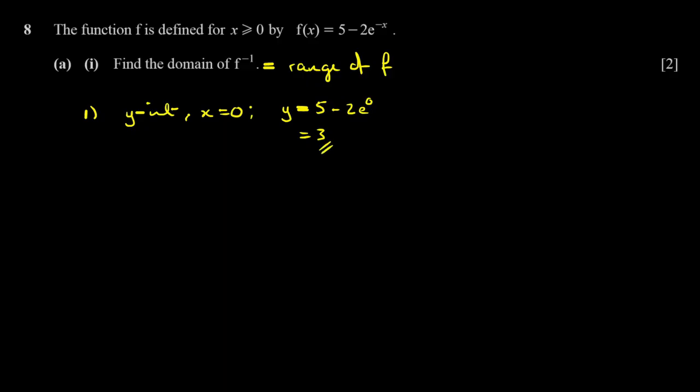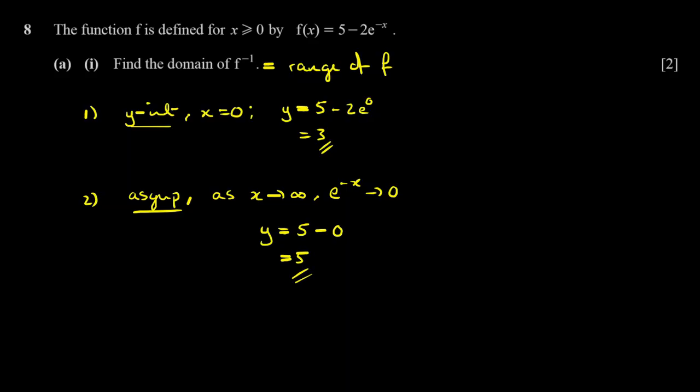So that's our y-intercept. The second thing that I suggest you do is you find the asymptote. That's really asking the question, what will happen as x tends to either positive infinity or negative infinity? Well, in this case, because we've got an e to the minus x graph, as x tends to positive infinity, e to the negative x is going to tend towards 0. And if that's the case, then we will be left with y is equal to 5 minus 2 times 0, which is just equal to 5. So if we take these two bits of information, we should be able to draw our graph reasonably well.